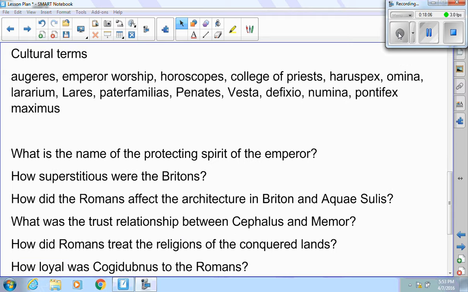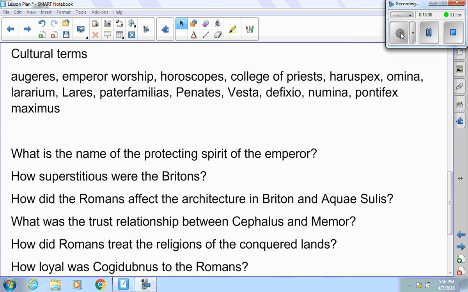Cultural terms. Augures is the people, the diviners. They look at entrails and try to determine what the future is. No, Augures, that's wrong. Those are the guys that tell the future by looking at birds. Emperor worship, obviously worshiping an emperor. Horoscopes, telling the future using the stars. College of the Priests, that was the priests gathered in Roman state religion. Haruspex, again, somebody who divines. Omina, that's what they divine with, the omens.